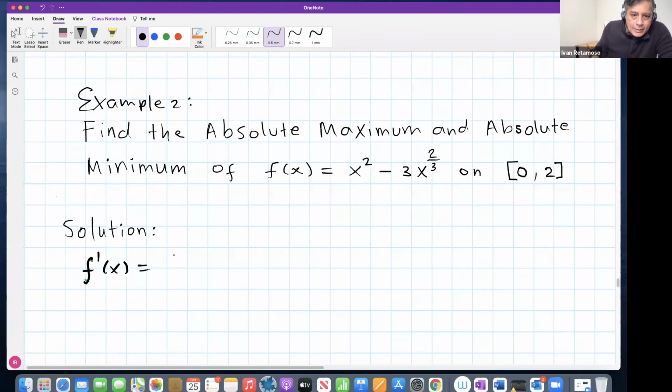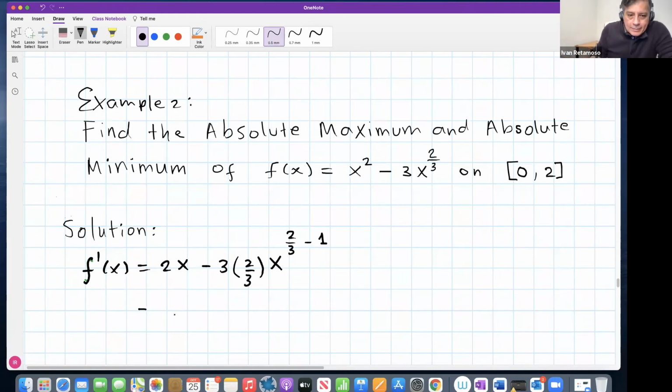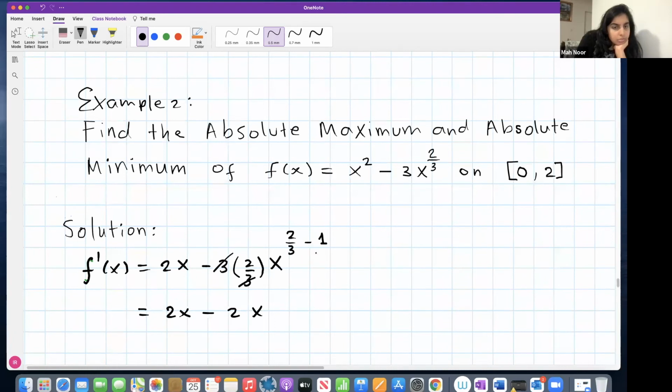So f prime, what should be f prime of x? Derivative of x squared is twice x, right? But what's the derivative of this guy? 3 times what? The exponent comes down as 2/3, right? And what stays? 2/3 minus 1. Let's do it carefully. Now, this should be equal to what? Twice x. 3 and 3, they cancel. Minus 2x raised to what? What is 2/3 minus 1? Negative 1/3.